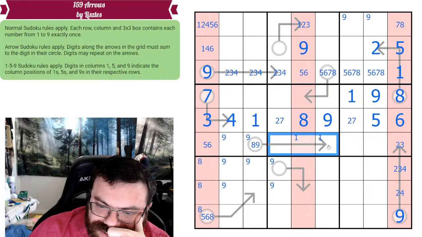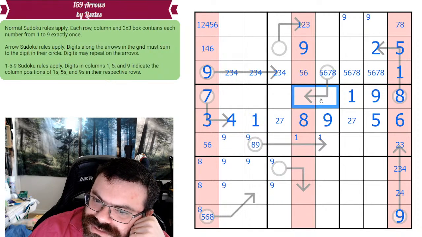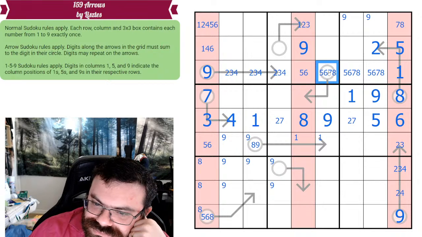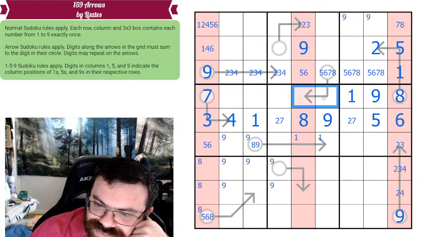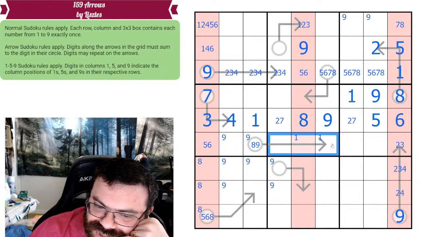Okay, this can't be a 5. If this were a 5, this would be 2, 3. And then I would break this arrow, because this arrow has a 1 on it and a 2 or a 3 on it. Because 1, 4, 5 would add to 10.